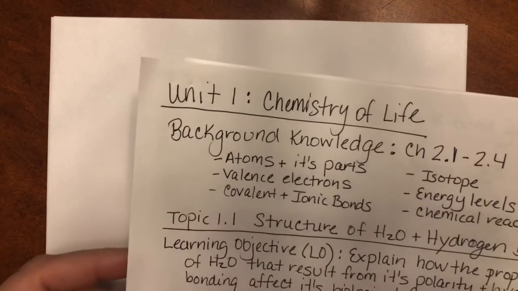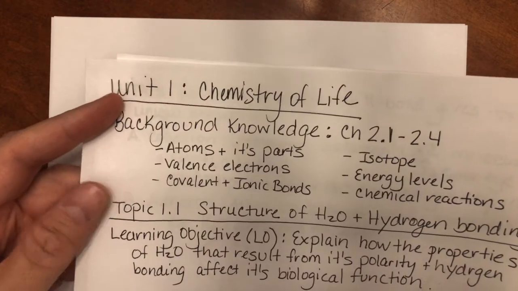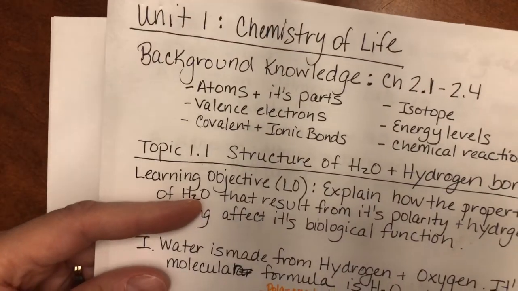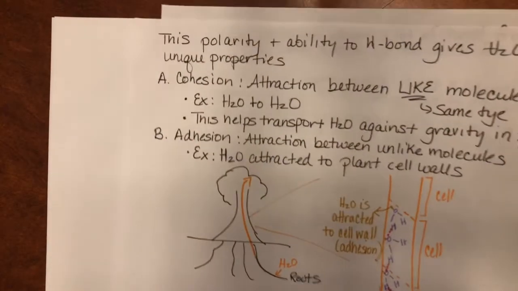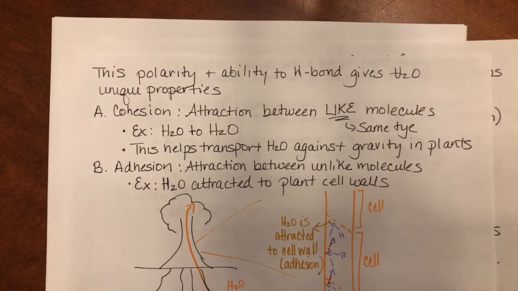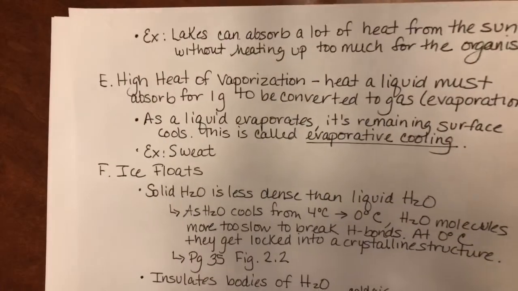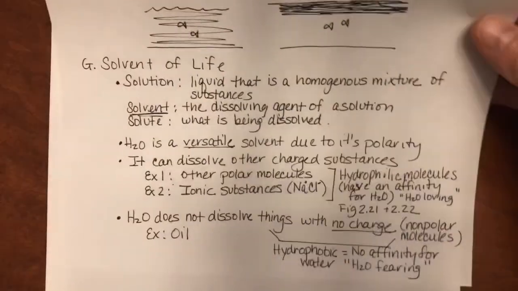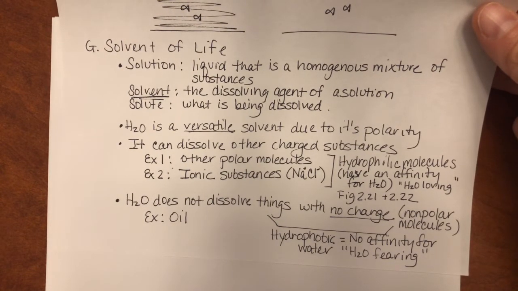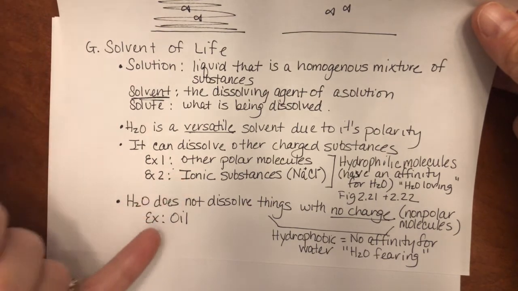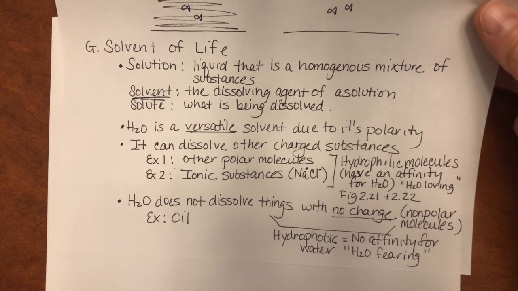Okay, so we are going to continue with the chemistry of life. Just a quick reminder that we were looking at Unit 1 and the structure of water and hydrogen bonding. We had gone through all of the characteristics of water based upon water's polarity and ability to be hydrogen bonded. We left off with it being the solvent of life, able to dissolve other polar molecules and ionic substances, but not nonpolar things. All right, so that's where we're going to continue on.